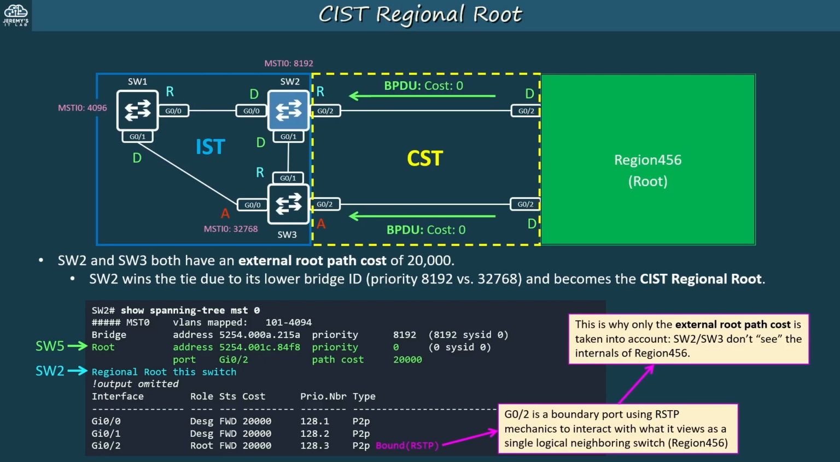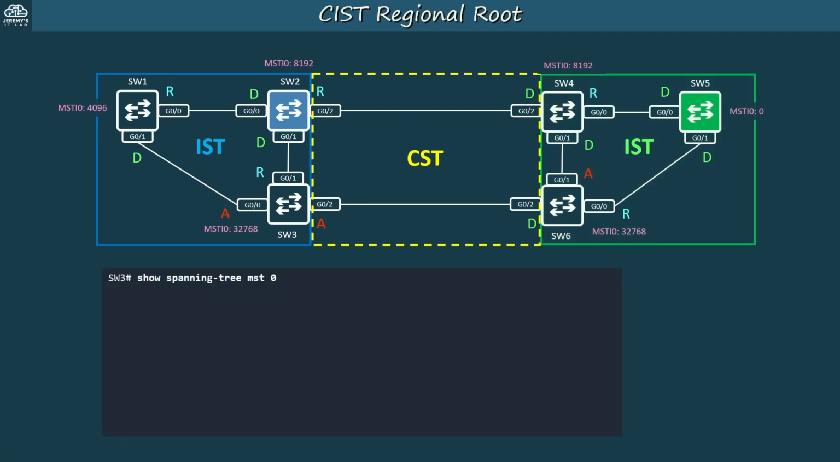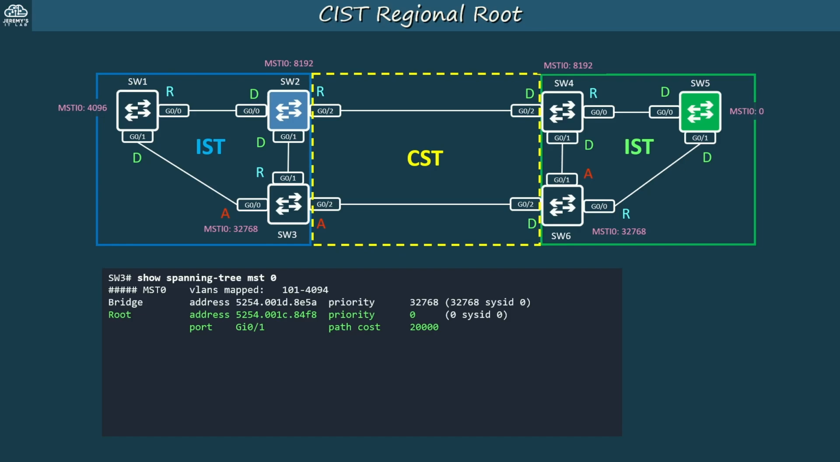When switch 2 and switch 3 receive BPDUs from the Region456 switches, the advertised cost is 0, and switch 2 and switch 3 use that cost value to make decisions about the topology. Next, let's examine the same output on switch 3, which is not the regional route. It shows the same route information as on switch 2. This is switch 5's info, the CIST route.